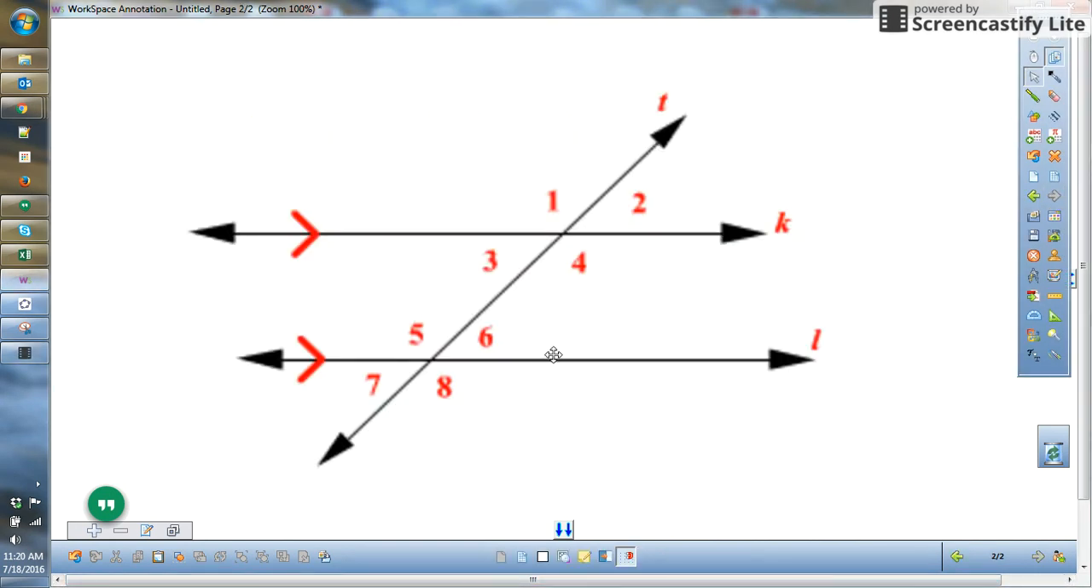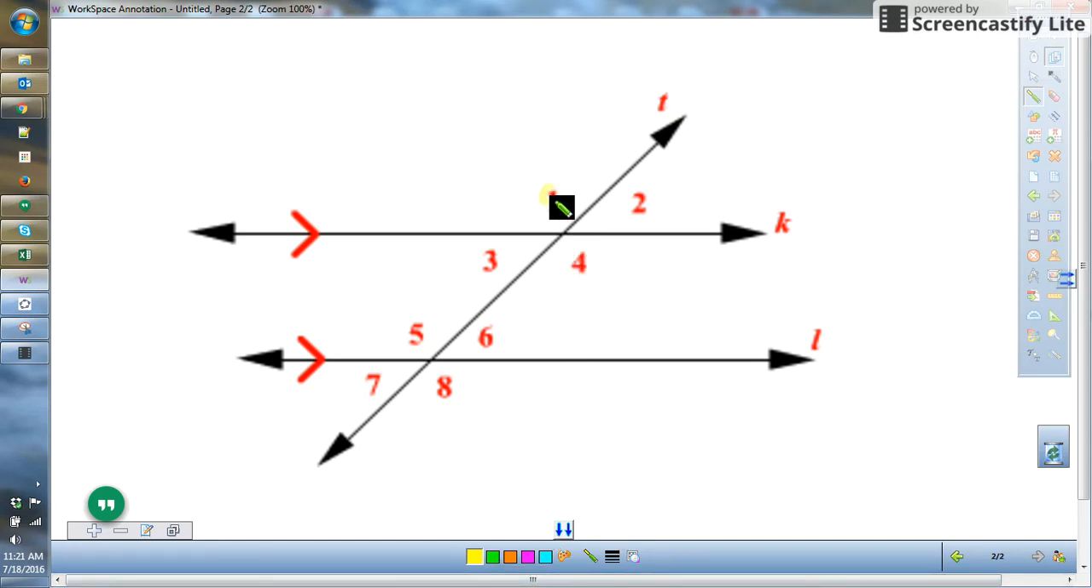So these two are parallel lines. I know that lines K and L are parallel because they have these little tick marks on them. Those tell me that these two are parallel lines. And line T here is a transversal, and that means that it cuts through the parallel lines. Now, alternate exterior. Alternate means that it falls on opposite sides of the transversal, and exterior means it's on the outsides of the parallel lines.